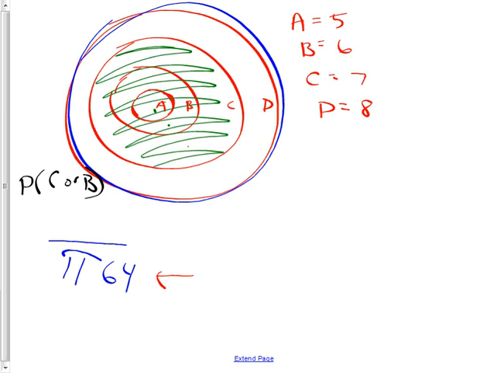So if I say "or," it's a big answer. If I say "and," it'll be a small answer. All right, so it's really just circle C. So then C is pi r squared, except it's 7, so it'd be 7 squared, so it'd be 49. There we go.